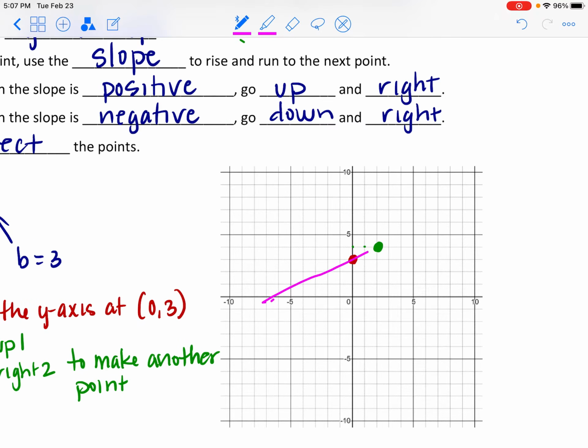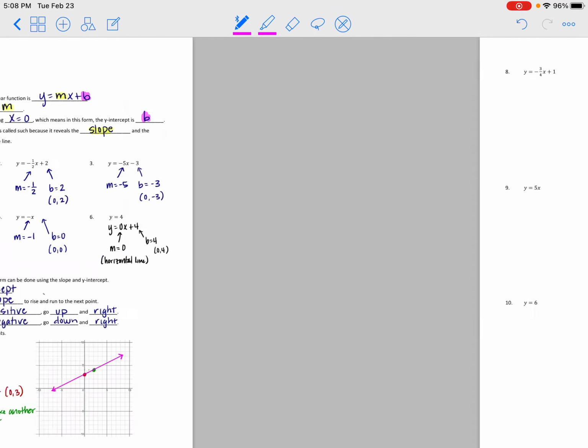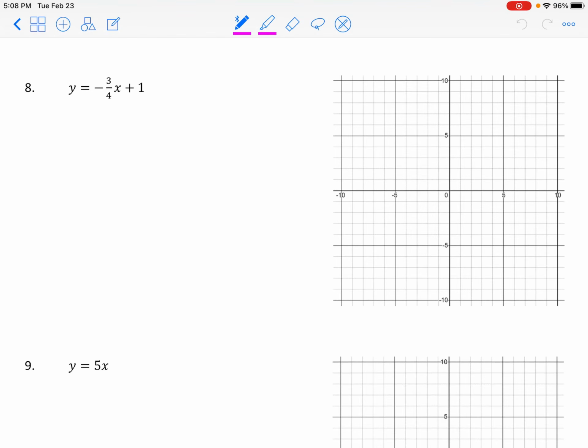And that's pretty darn good. So this is what that line is going to look like. Now it took a little time because I wrote out the directions of what we're doing, but the goal with the new strategy is to be able to work faster, to not have to make a table of values. So let's try this again.